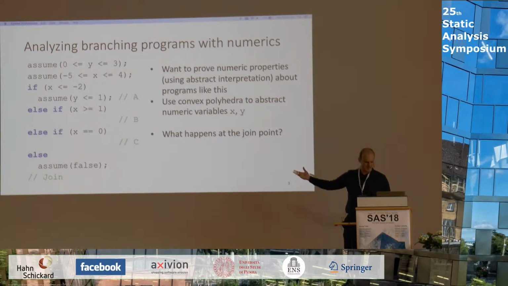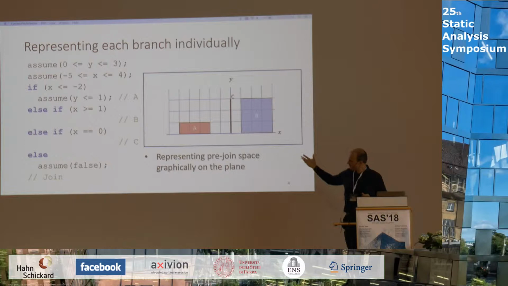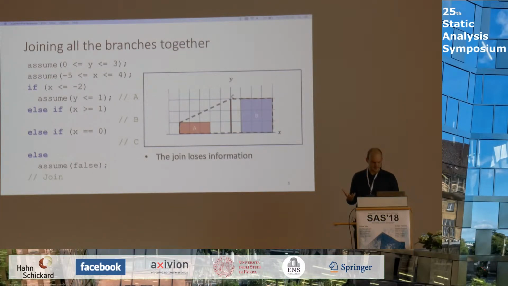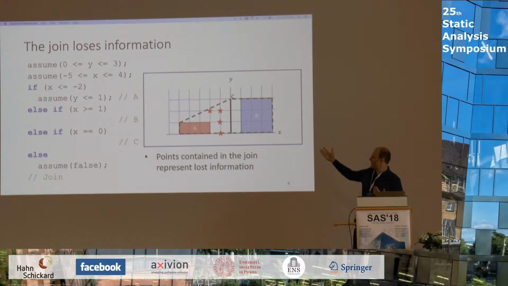So what happens when we do that inside of this program, where x is bounded by -2 or 1 or 0, and y also has its own set of bounds? If we represent what this looks like on the xy plane, we have a region A, a region B, and a region C, and we can represent graphically what the pre-join space looks like before we bring them all together. If we bring them all together, we lose some information. And that information is in this negative space between A and C.